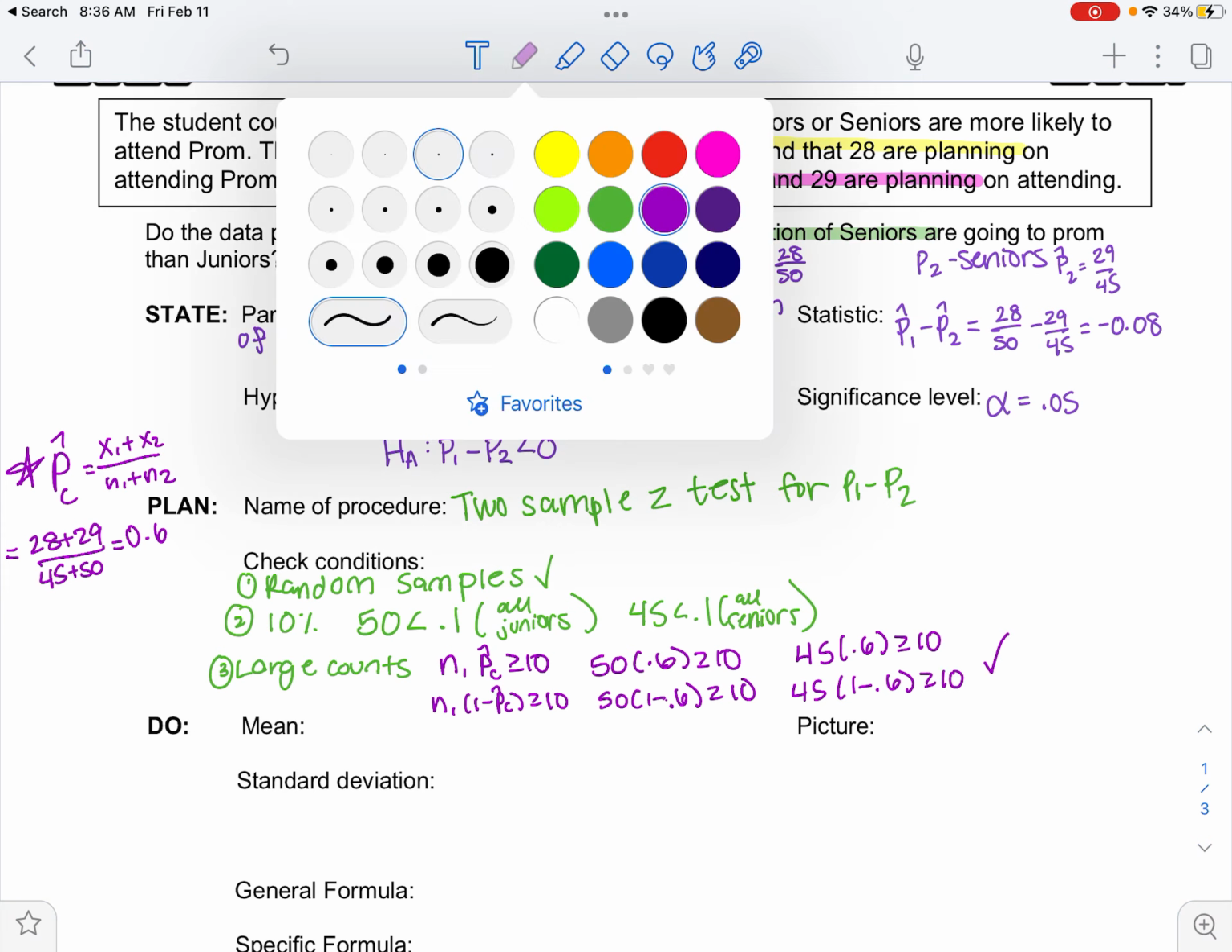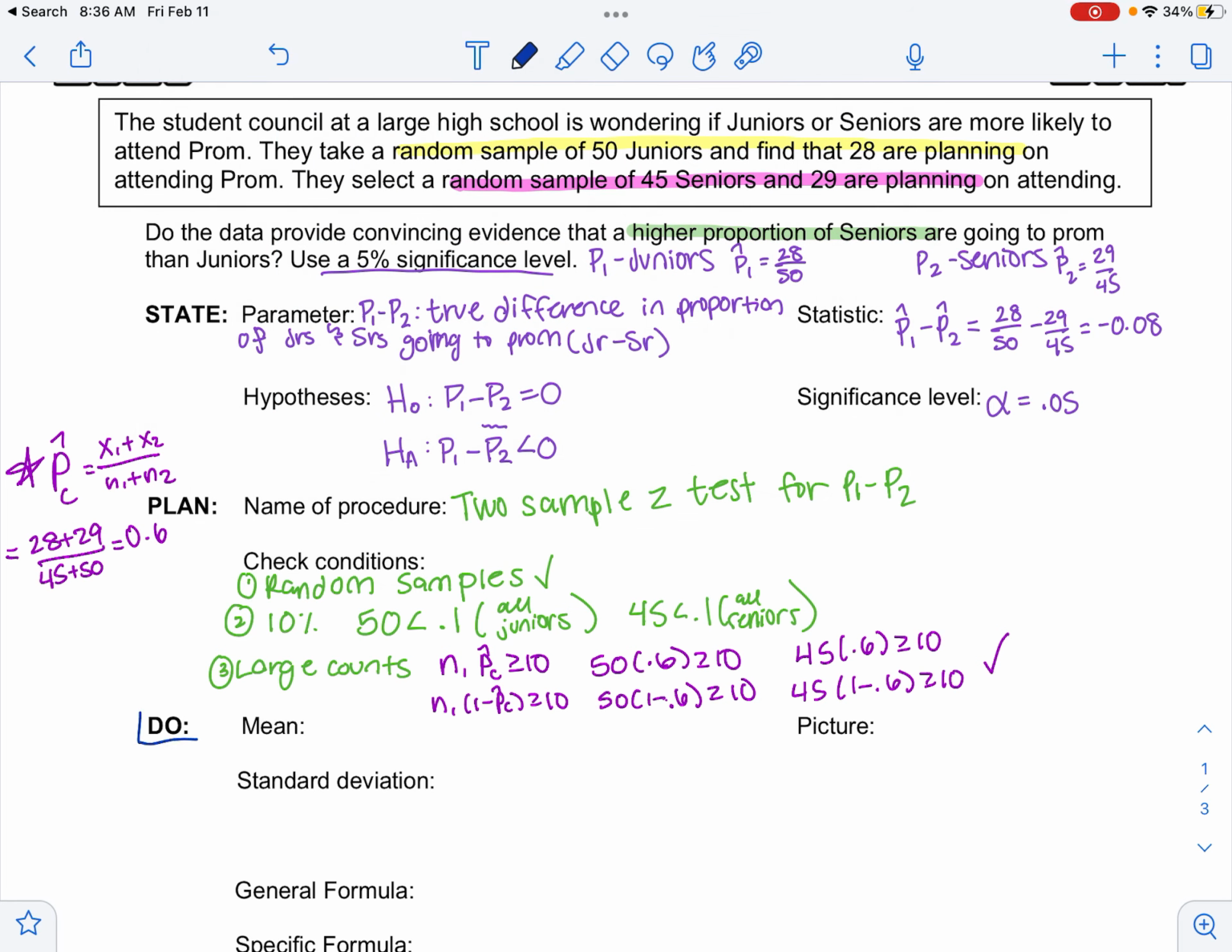All right, now in the do section, we are going to use the normal distribution to answer the problem. To use the normal distribution, I need to start by finding the mean. On our formula sheets, we are reminded that the mean of p hat 1 minus p hat 2 for a sampling distribution is equal to p1 minus p2. And remember, in order to find this, I want to go back to the null hypothesis being true. The null hypothesis tells me that p1 minus p2 is equal to 0. So right there, it basically tells me that the mean is 0.